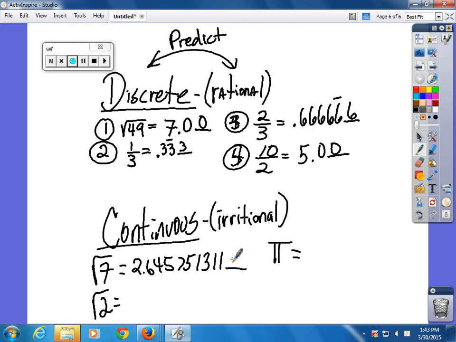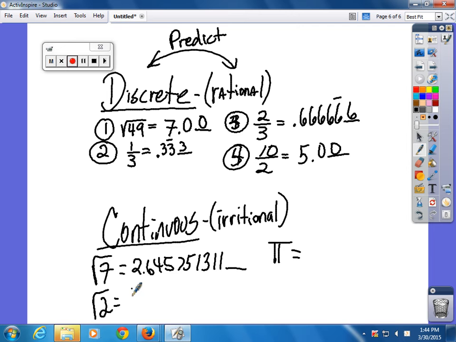All right. 2.645 what? 75131. All right. Give me $100. I'll give you $100 and you tell me what that next number is on there. Actually, it's like 4 or 5, I think. But why can't you predict it? There's no what? There's no pattern. It just goes on and on and on. There is no prediction. There is no pattern to this number. That's why I picked it.